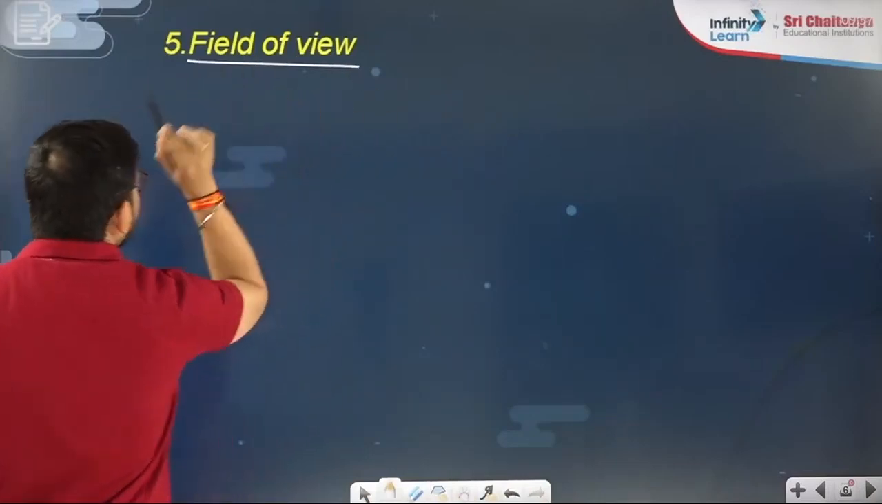Next, field of view. Now understand this, everyone, field of view. What is field of view? In this field of view, first you understand one point.